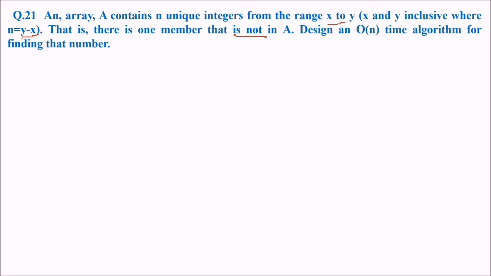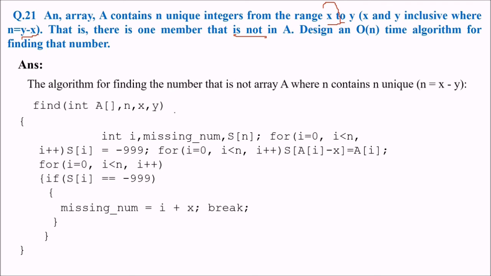An array A contains n unique integers from x to y, and we are also given that n equals y minus x, where y and x are inclusive. So this is the algorithm for finding the number that is not in the array. So what we are going to do is, we are taking a for loop, i equal to 0, i less than n, i plus plus. So we assign S[i] a very large sentinel value, minus 999, and we start with all these values.